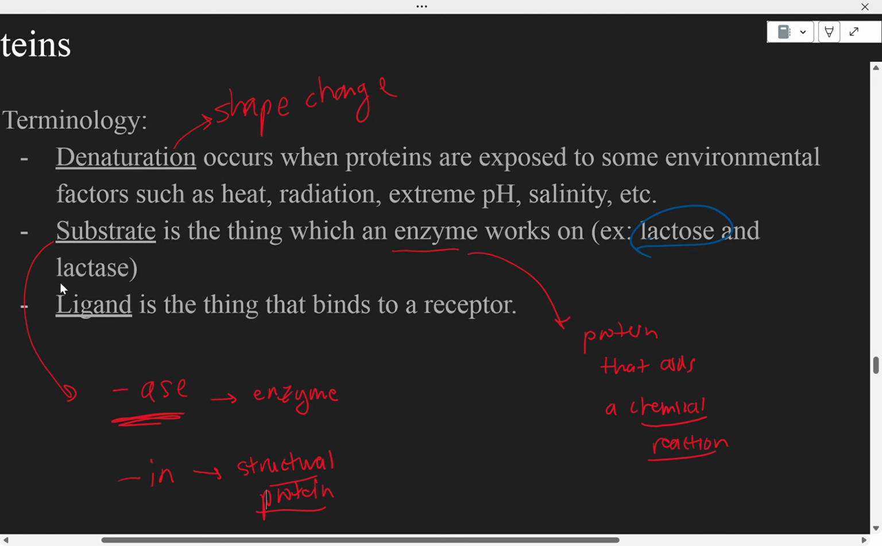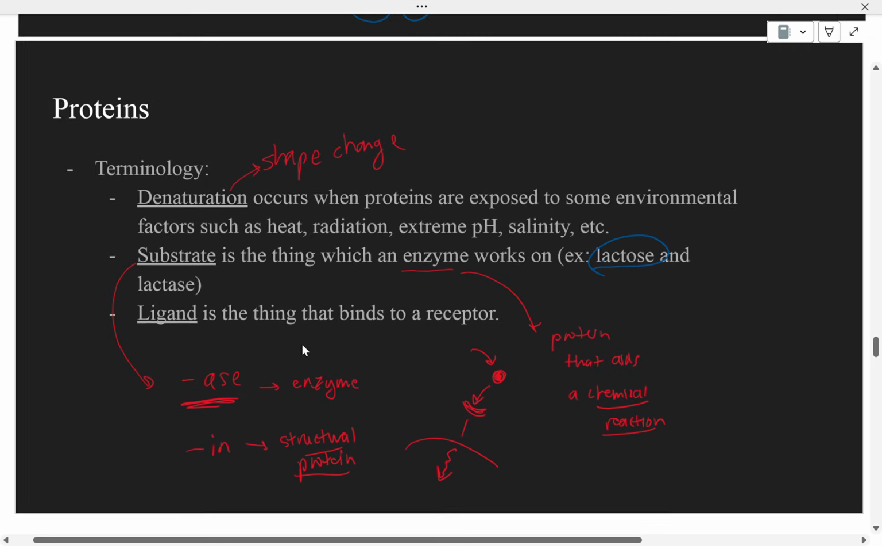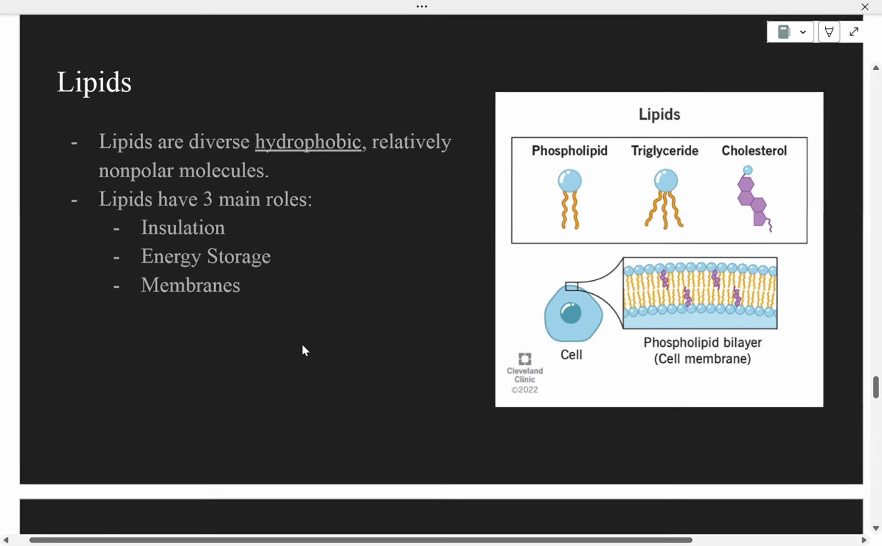Okay, finally, the ligand. This is the thing that binds to a receptor protein. So if we have a receptor and it needs to receive some signal, the ligand is this specific molecule that will bind to the receptor and then cause a signal to go inside the cell. All right, let's keep going.